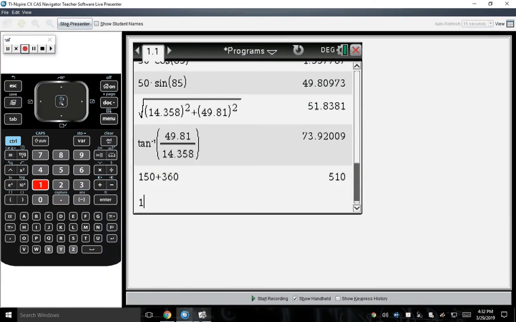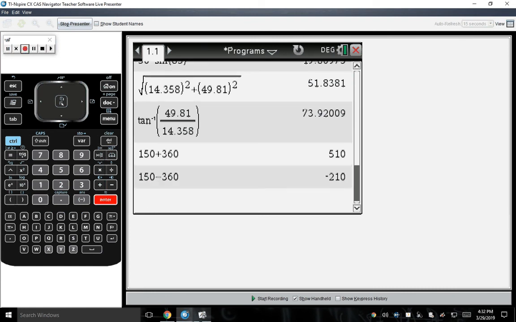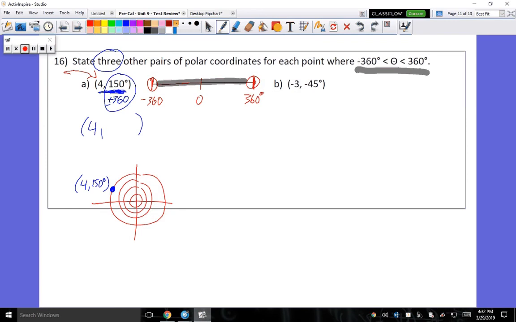Since we're domain restricted, we want to subtract 360, which gives us negative 210. Negative 210 is about right there. It's in the domain, so it is allowed, and that's one of our answers.